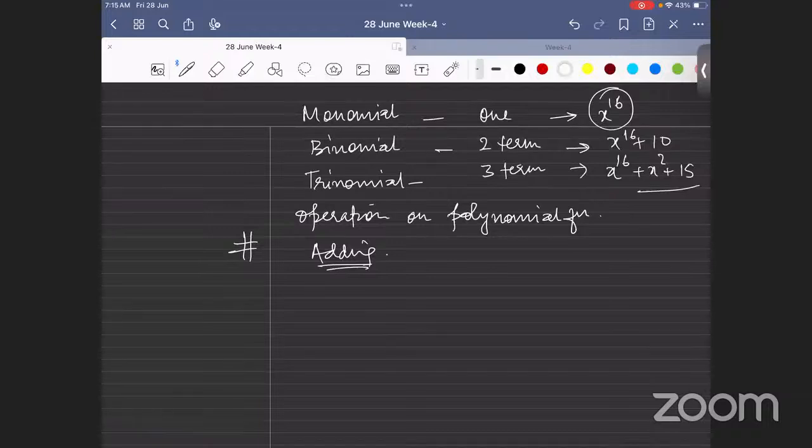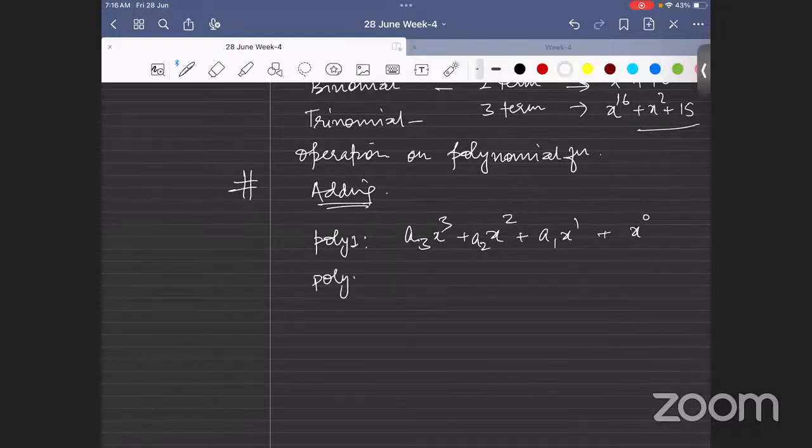Let's, for example, take a cubic polynomial. So the first polynomial is a3x cubed and so on. And then the second polynomial I have with coefficients b3x cubed, let's say also b4x to the power 4, then b2x square, then b1x, and then b0.